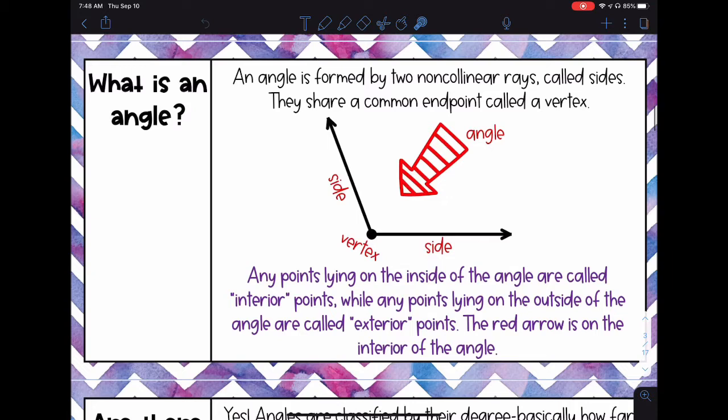This is what an angle looks like. This is called a side. This is also called a side, and this right here would be considered the angle. This right here where it bends is called the vertex.